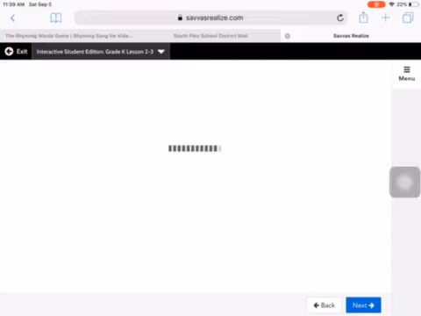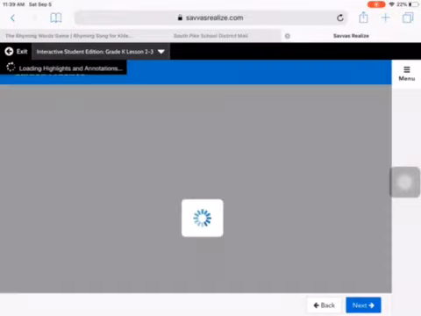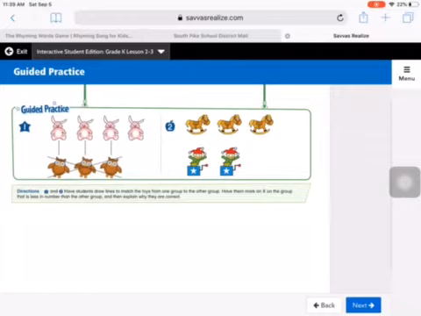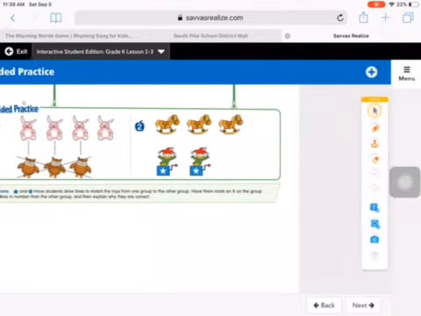All right, so let's move on to our guided practice. For numbers 1 and 2, it says have students draw lines to match the toys from one group to the other group. Have them mark an X on the group that is less in number than the group, and then explain why they are correct. So let's do number 1 together.